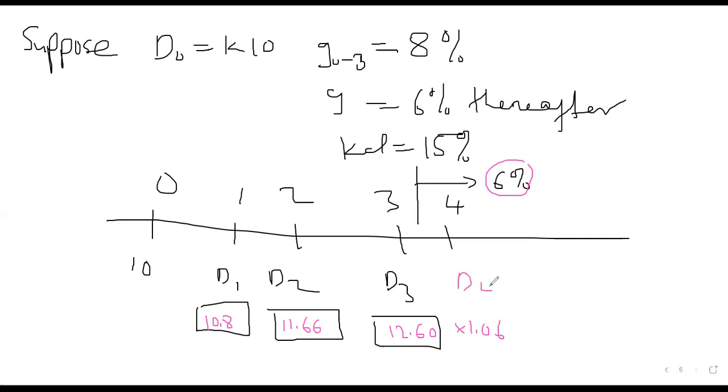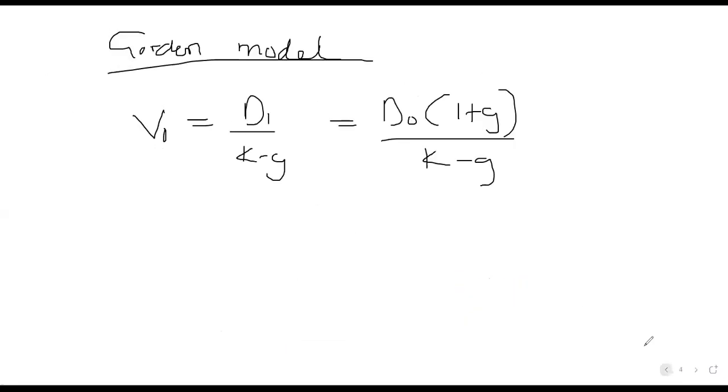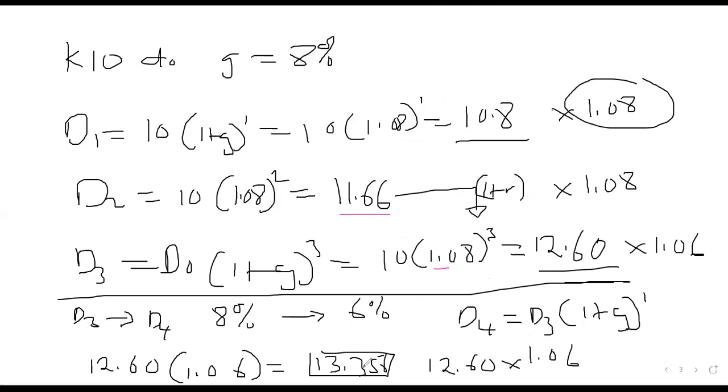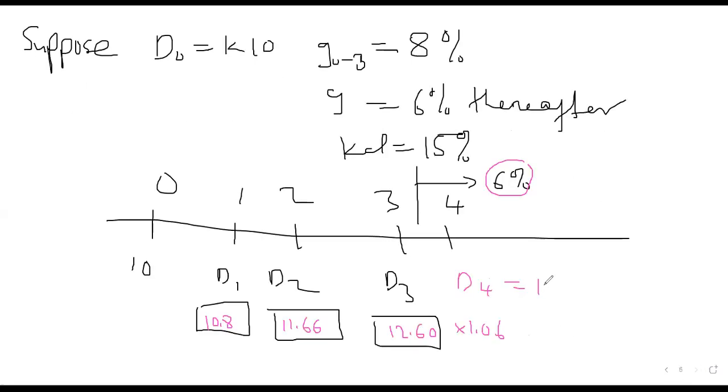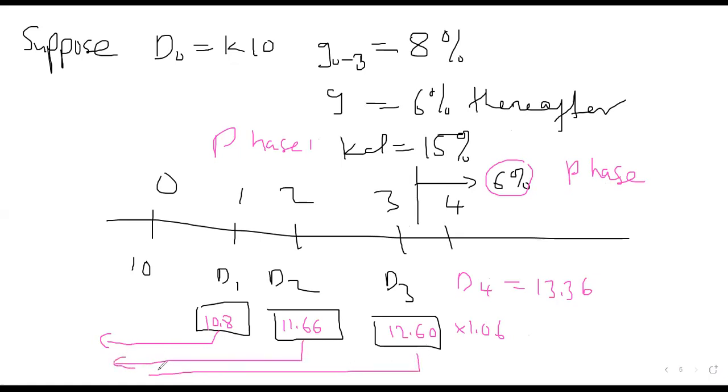So the D4 here would therefore be what? 1.06 to give us 13.36. So this is where 13.36 comes from. Now, this is in phase 1, and this is in phase 2. So we need to calculate the value of stock for each of these ones. So we discount these figures to know how much they're worth today. So we use the market rate to calculate the worth of these values today.